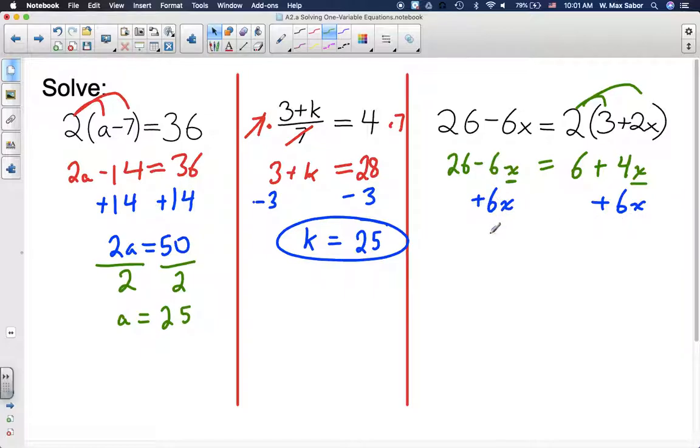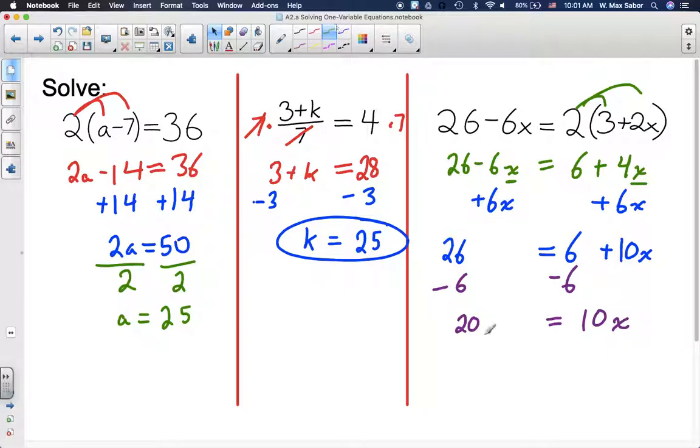So negative 6 plus 6 is 0. Please don't put this as 12. Positive 4 plus positive 6 is 10. And now this looks like this equation. So when you see things on both sides, you can add or subtract the variables, the variable expressions, in order to get them by themselves. Subtract 6 from both sides to get 20.